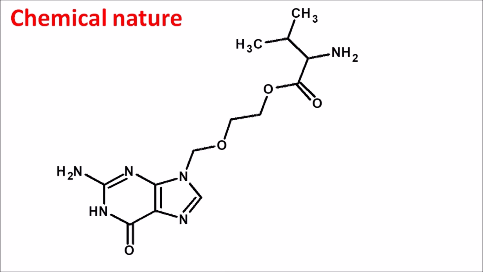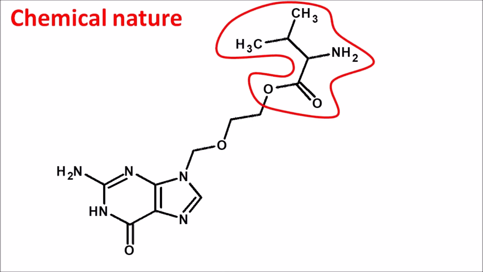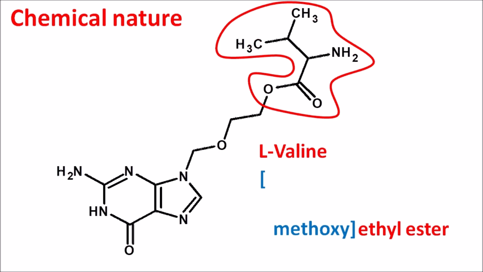Now let us see the chemical nature of this drug. So this is the structure of Valacyclovir, and here we can easily identify the valine structure which forms an ester with ethanol. So it's forming an ethyl ester, and this ethyl ester is attached to a methoxy group, and finally this methoxy group is attached to a purine ring system.